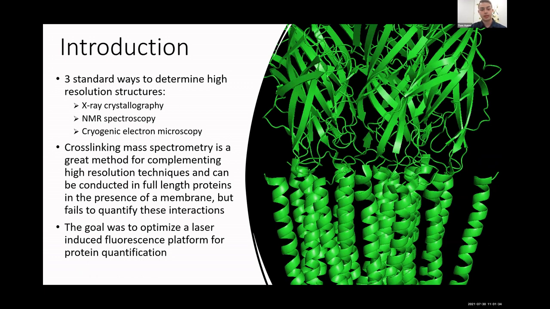Cross-linking mass spectrometry is another method that's used in the Cassio lab that complements these high-resolution techniques and can be conducted in full-length proteins in the presence of a membrane. But the one drawback with this method is that the output isn't quantifiable. So what we wanted to do this summer was optimize a laser-induced fluorescence platform for protein quantification.